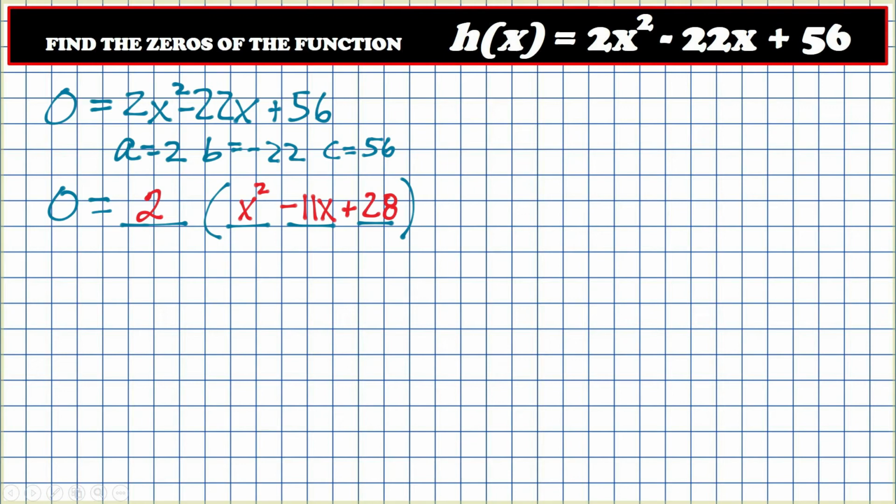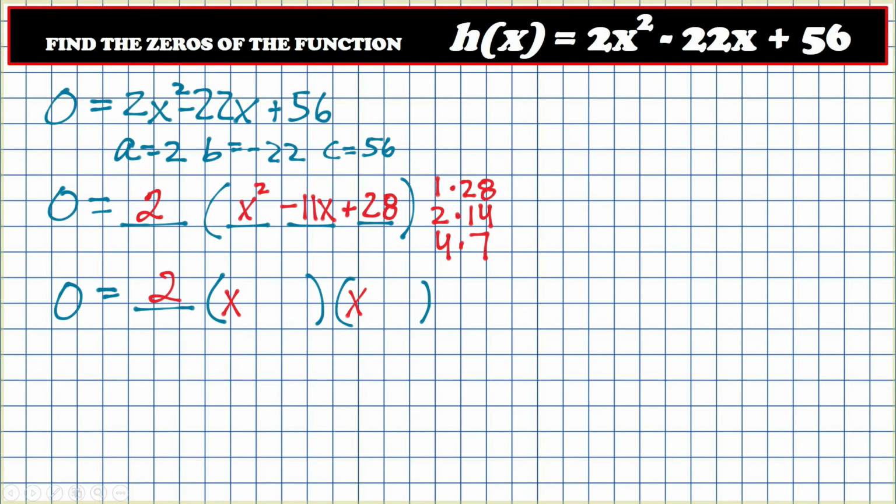I just need to find 2 numbers that multiply to 28 but add up to negative 11, and that will tell me my binomial factors. So I'll have 0 equals 2, and then I have my binomial factor. Since my a is 1, I know I'm going to have an x here and an x here. I just need to find the 2 numbers that multiply to 28 but add to 11. So the possibilities could be 1 times 28. It could be 2 times 14. It could be 4 times 7. And those are the possibilities. Those are all the ways that you can multiply and get 28.